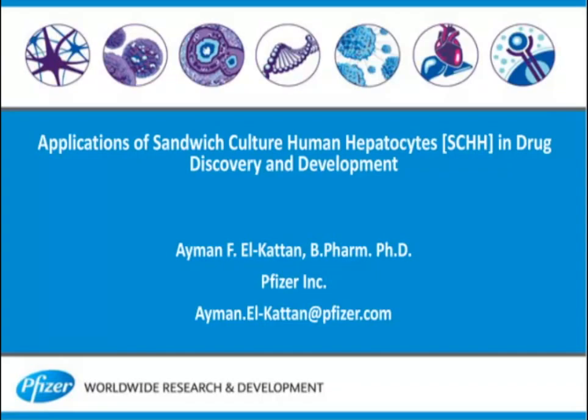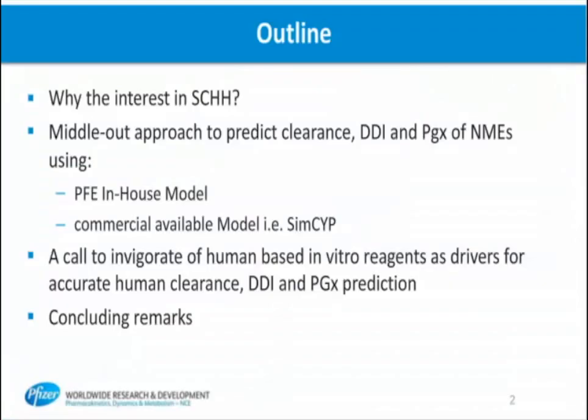I will first have the outline. I will start with why we are interested in sandwich culture human hepatocytes. I will basically give an overview on the drivers for the interest in this technology. After that, I'm going to provide an overview of how we predicted clearance, drug interactions, and pharmacogenomics of new molecular entities for these compounds that are eliminated by active uptake by OATP.